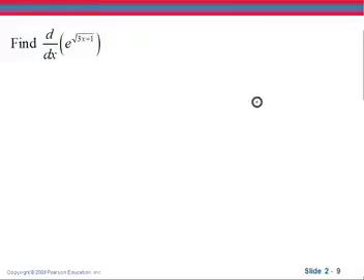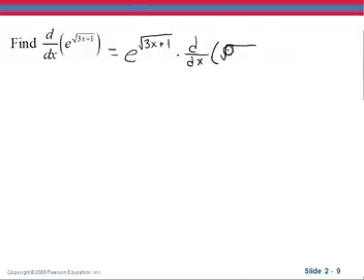Okay, last we want to do another chain rule problem. And we had before a rule that told us that the derivative of e to the u was e to the u du dx. So for this particular problem, since we are dealing with e, and e is our outside function, that will be e to the square root of 3x plus 1 times the derivative of our inside function, and our inside function is the square root of 3x plus 1.